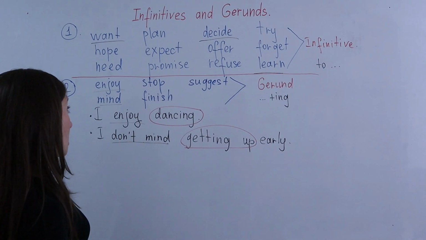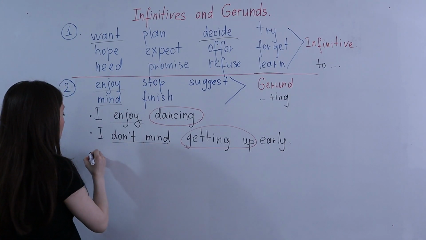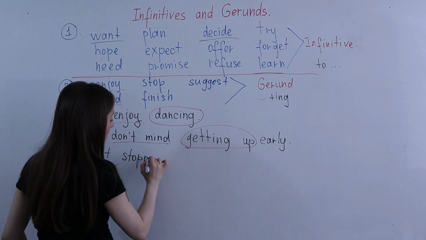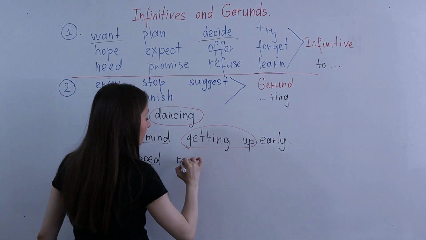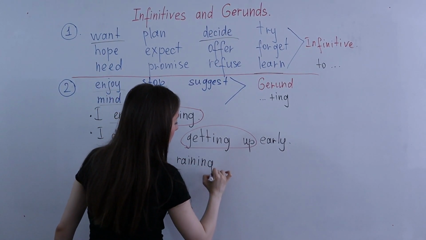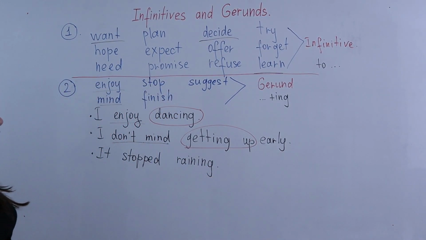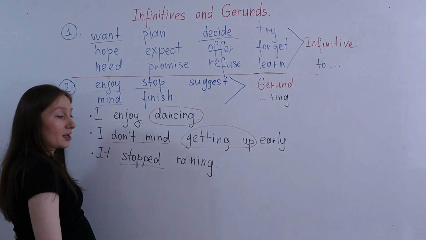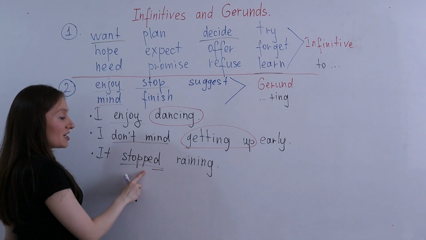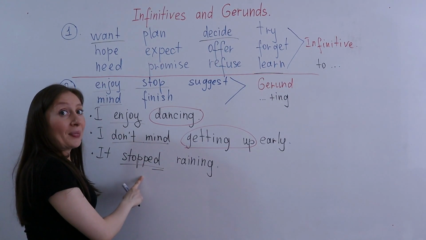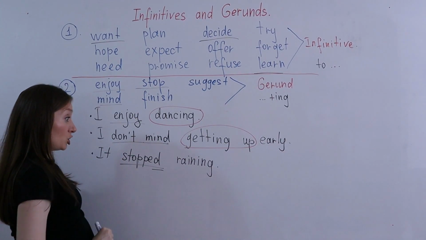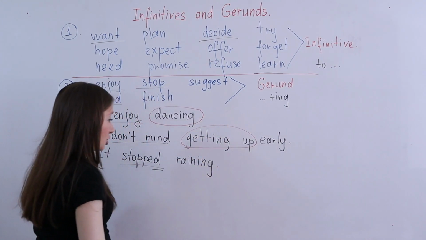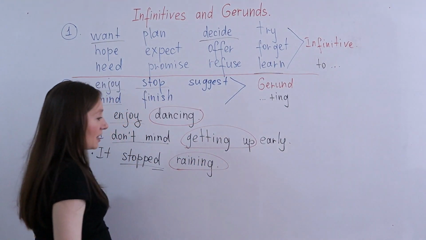All right. Stop. It stopped raining. For example, it, impersonal. It stopped raining. Okay, it stopped raining. I use the verb stop next here, right? And I use it in the past, and we doubled the letter P. Stopped. It stopped. All right, stop here. Gerund, ing. It stopped raining.